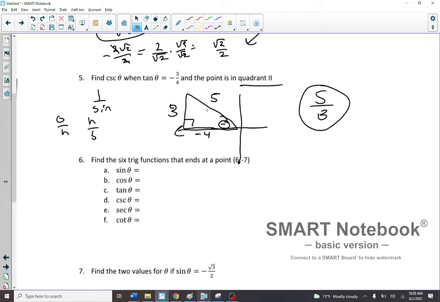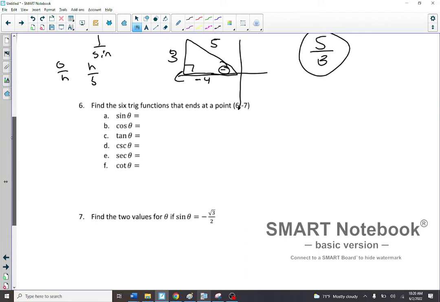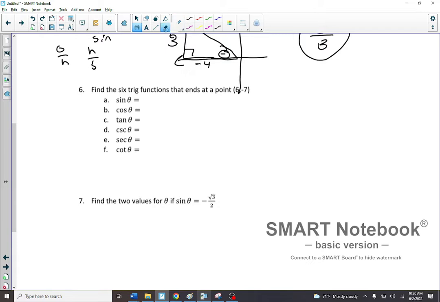Yes? No. Yeah, but I graded with an hour. That's why I do it like that. There's partial credit on the open-ended questions. What's the answer? 5 over 3.